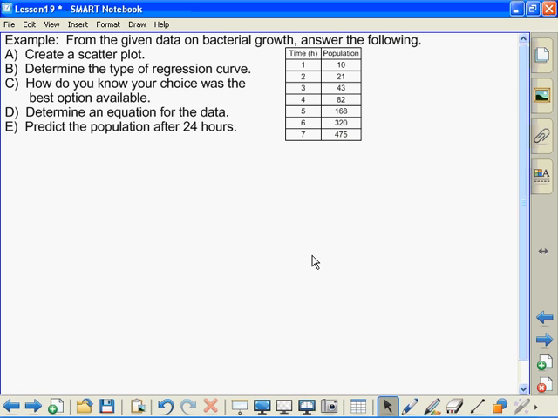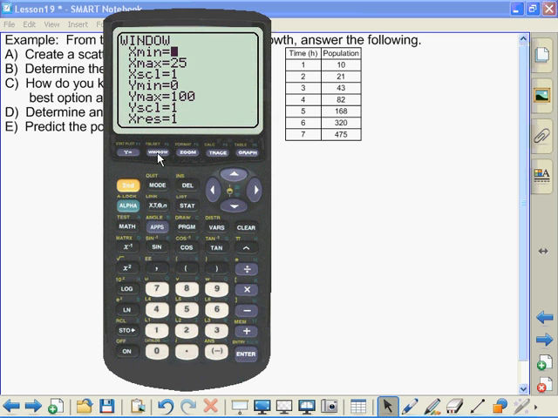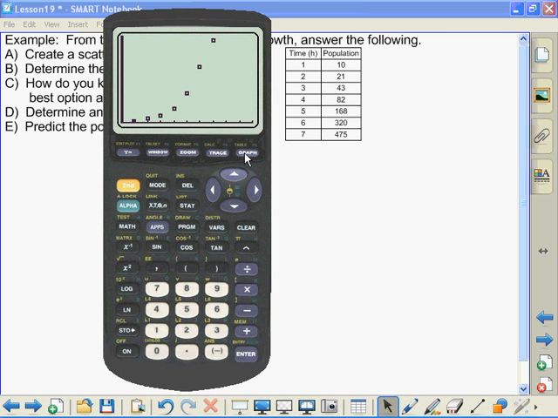At this point you might want to pause and enter the data, because I already have it entered on my calculator. Once you have that done, you can move on, and again we want to adjust the window. My time frame in hours is only the first 7 hours, so I'm going to adjust it from 0 to 10, with 0 as my minimum. I see that I get up to 475, so I'll go 500 just because I like even numbers, and then I graph it, and there's my points.